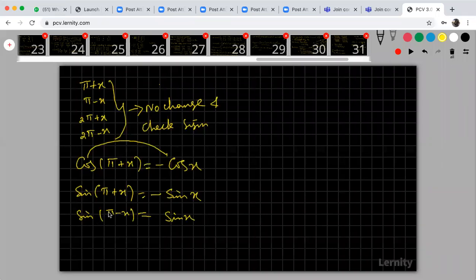But here this belongs to the second quadrant. Since sine is plus in the second quadrant, therefore here also it is plus. The value of sine of a second quadrant angle is always plus. Okay, right. Come to 2 pi.